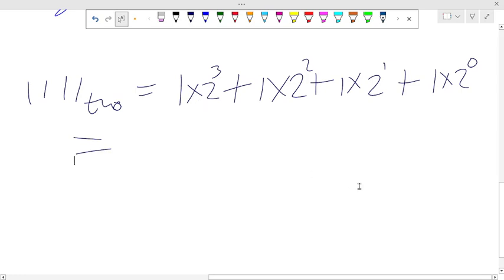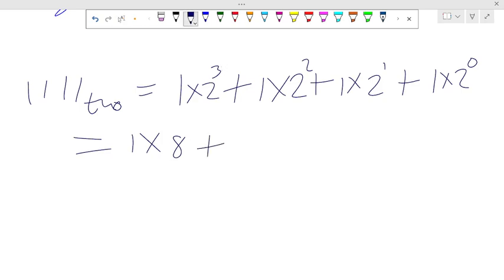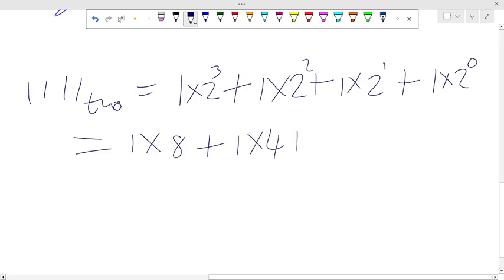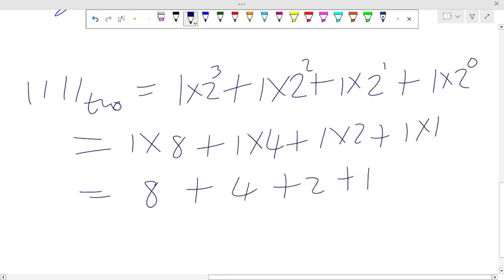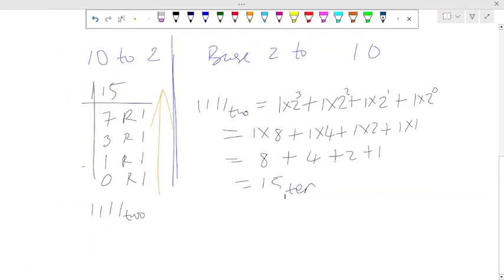Okay, so this is what? 1 times what? 8. 2 raised to the power 3 is what? 8. Now, then 1 times 4 plus 1 times 2 plus 1 times 1. This will result in what? 8 plus 4 plus 2 plus 1 equals what? 15 base 10. Done. Okay, so yeah, that's that.